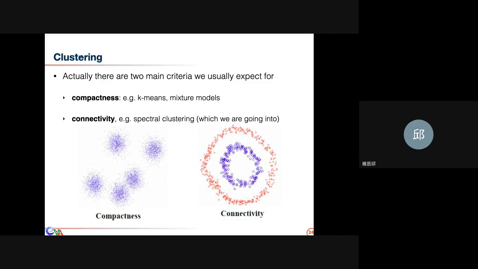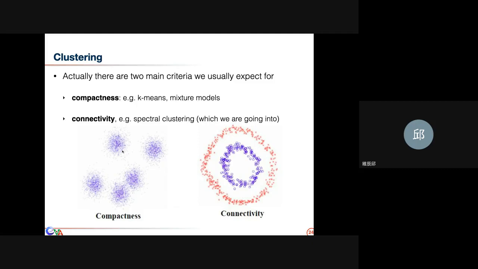The first one is compactness. So the compactness is just like this. We would like to group the data points such that you can observe some compact clusters in the result. For example, all the data points in a single cluster are quite close to each other. So this is the compactness. In k-means or mixture models, you do see such compactness.